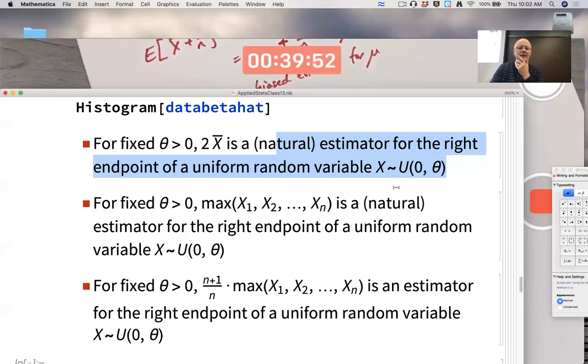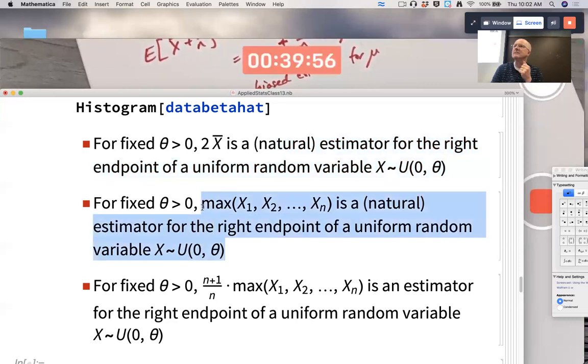It's a natural estimator for the right endpoint. Another natural estimator is the maximum. We talked about that as well. Take all your data. What's the biggest one? If n is large enough, you got, say, thousands of data points, the largest one's going to be pretty close to 10.